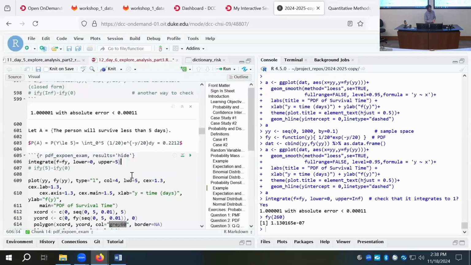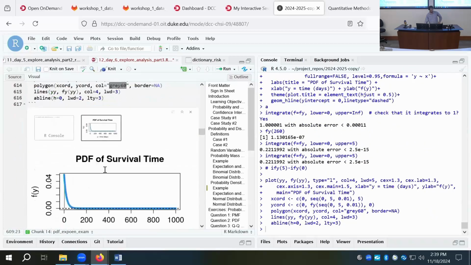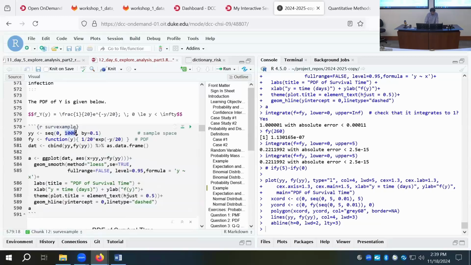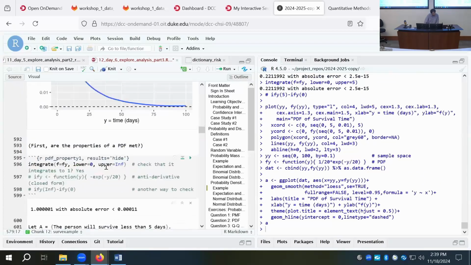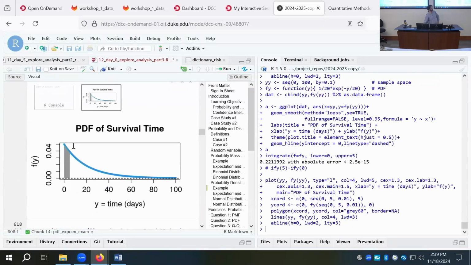So how does that look in R? We can just do integrate f equal to fy, lower equals 0, upper equals 5. And that'll give us 0.221192 with some absolute error. And then if you wanted to plot this, this is using base R. We can add this little polygon in there, which adds the gray. Oh, I forgot that I had the 1000 up here. Hold on, let me go back. And here we go. Yeah, so you can see it's shaded in there.